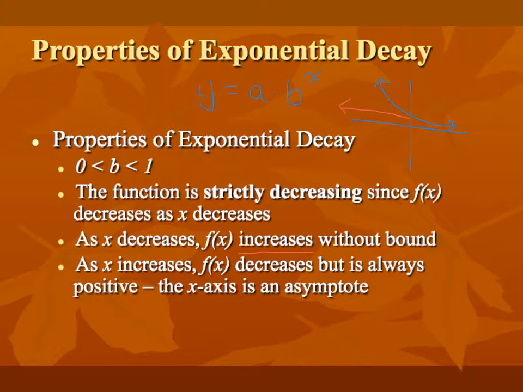On the other hand, as x increases, so as you move in a direction to the right, you notice that that curve is getting smaller and smaller and smaller. So f of x, or y, decreases. And it gets closer and closer to 0, but never ever gets there.